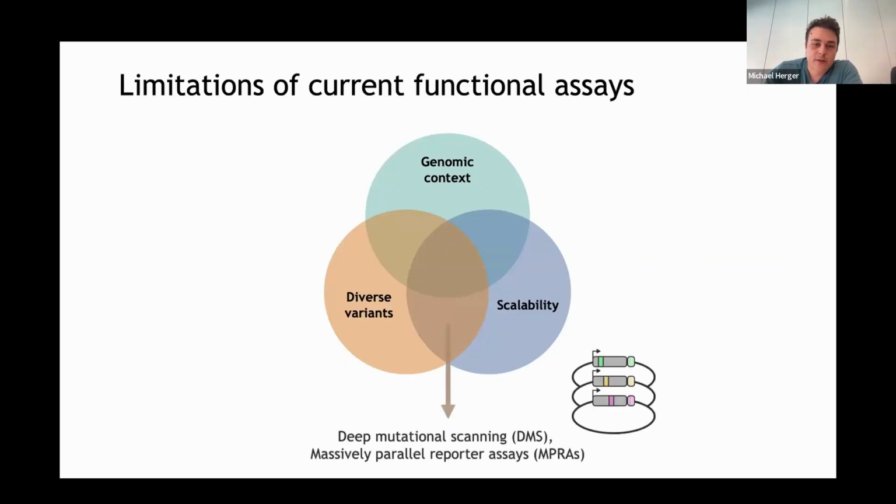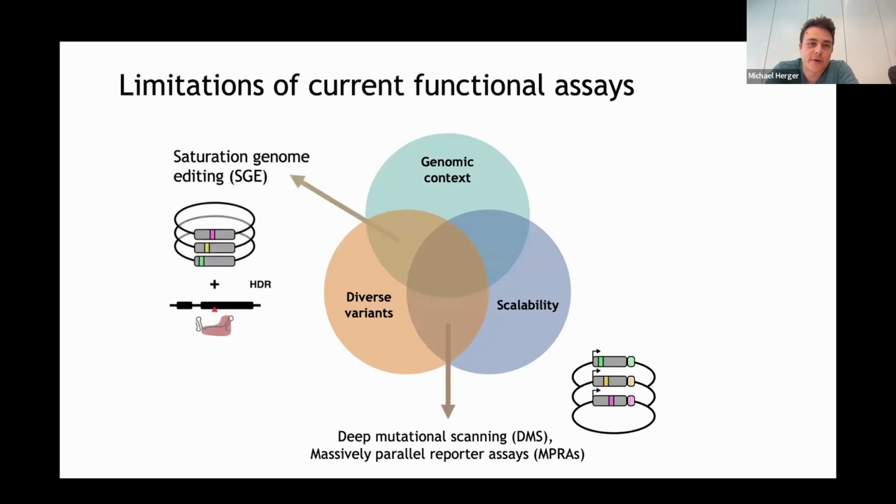For example, some of the more traditional MAVE formats, such as deep mutational scanning and massively parallel reporter assays, are highly scalable methods that can test diverse variants. But because variant libraries are usually delivered exogenously, often on plasmids, the genomic context is completely missing.